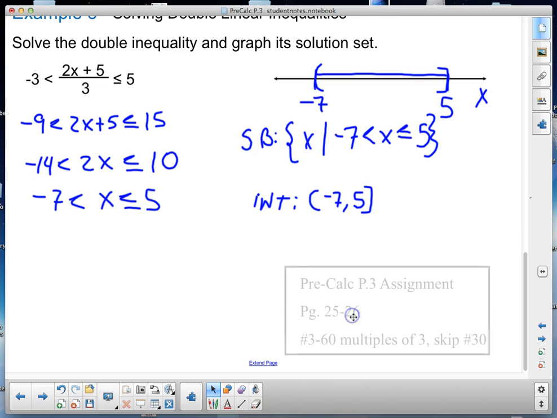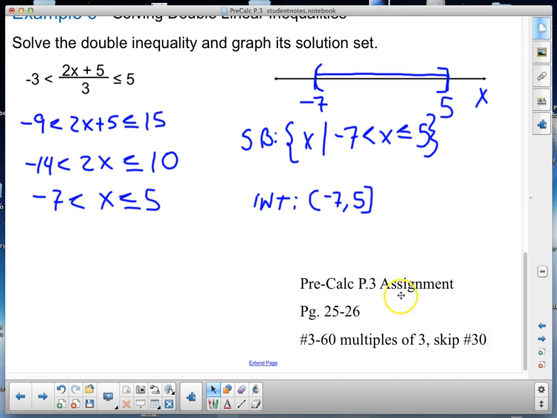Here's the assignment for what we've got going today. It's PreCalc, P.3. We're going 3 through 60 multiples of 3, and we're skipping problem 30 on that. Please make sure you're showing all your work, and we'll see you in class.